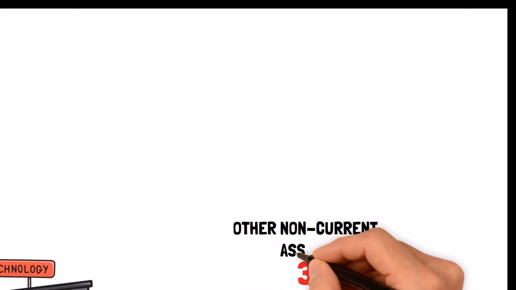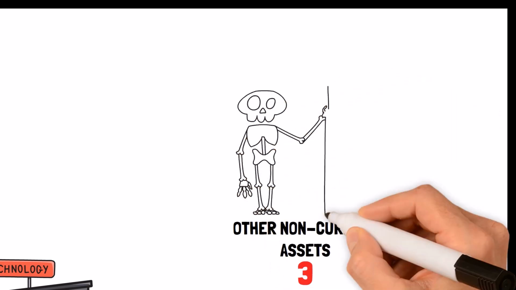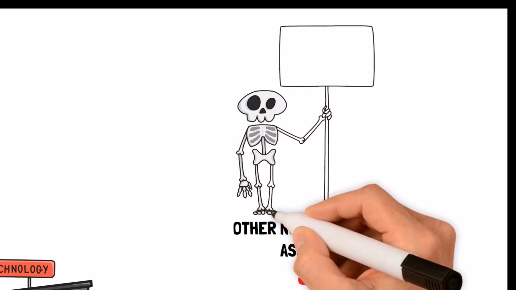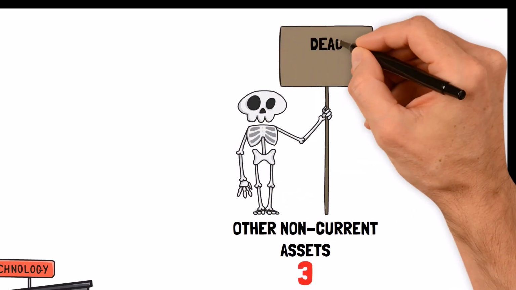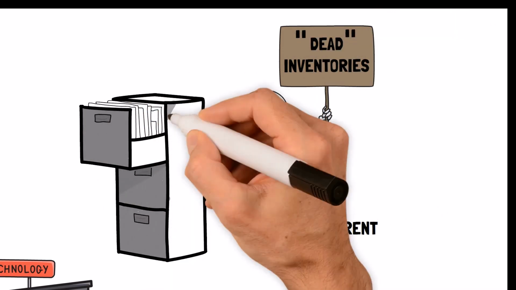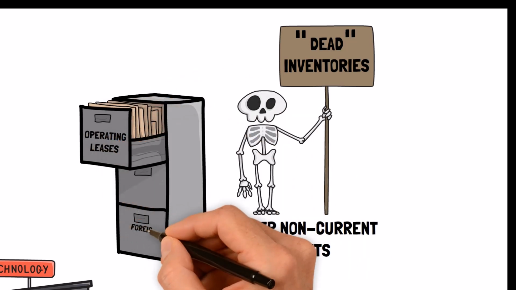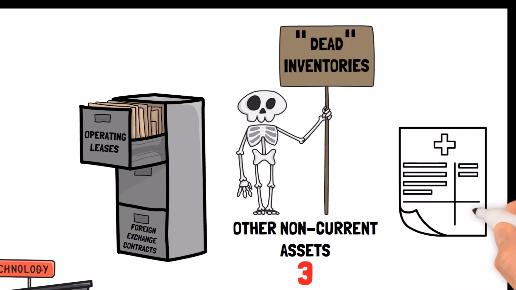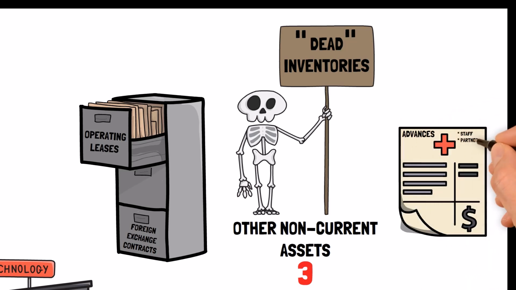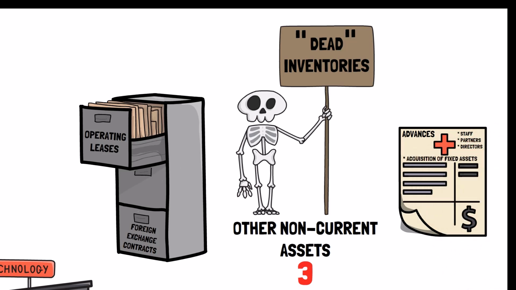Other non-current assets, similar to previous, is a default classification that contains less common assets with less value or which are rarely recorded. Sometimes it can be described as dead inventories. Moreover, the asset class can consist of, for example, operating leases and foreign exchange contracts. Other items included are different advances such as for staff, partners, directors, and the acquisition of fixed assets.